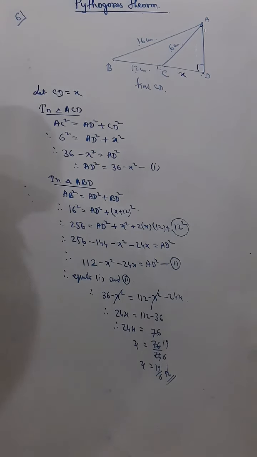Clear? Understand? So this is the end of part 1, and in part 2 I'll come up with more sums of Pythagoras theorem, but those will all be generally proof sums. Okay, so this was all value related sums, and in the next video there will be all proof related sums.